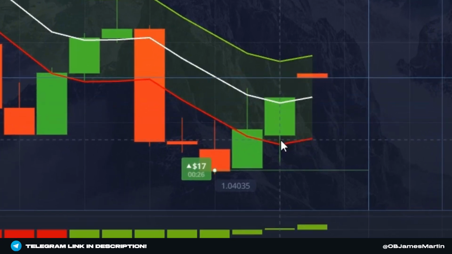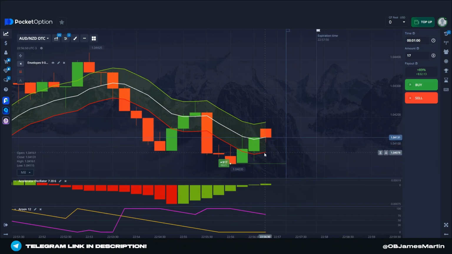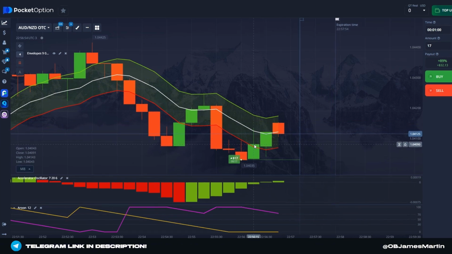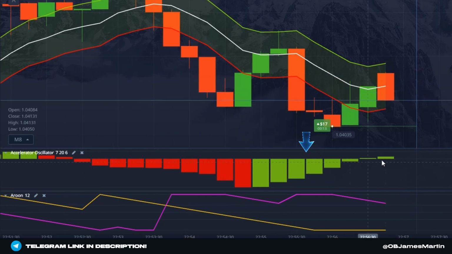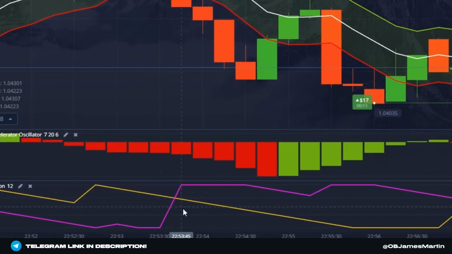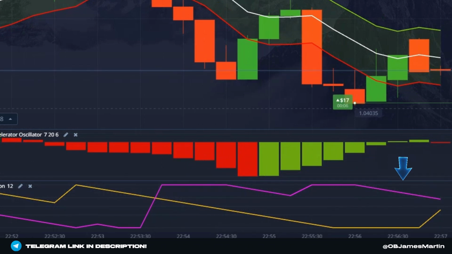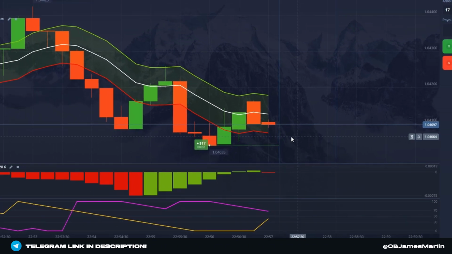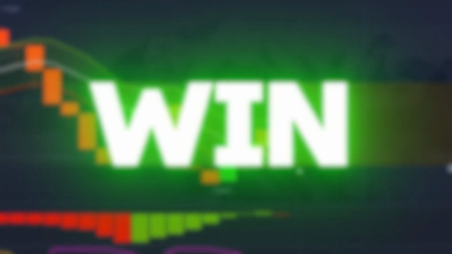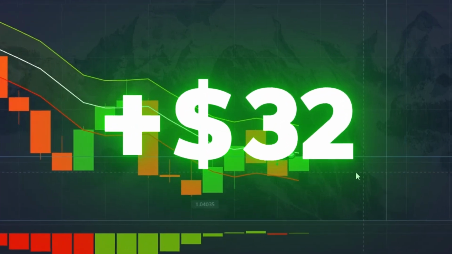But we don't rely only on the envelope signal. I have two more indicators that should give me the confirmation signal. We have this oscillator, all right? When we get a new candle on it, that's the sign for us. And we got the pink line crossing the yellow one with the Aroon, okay? So we have to look at all the indicators. Of course, that's great. We're making our first one, $32.